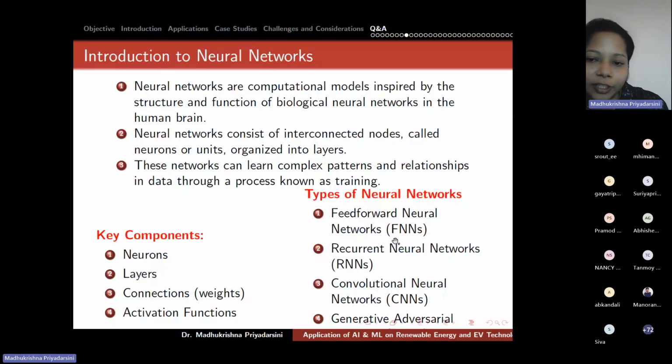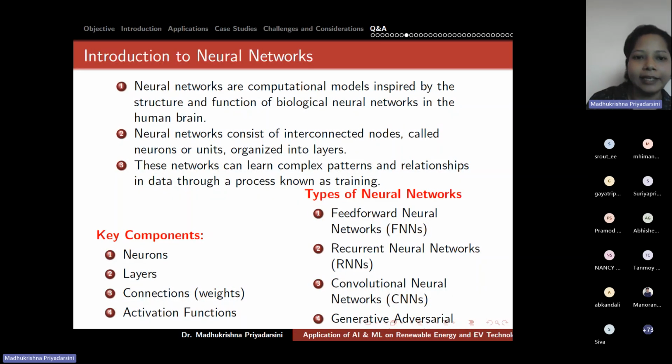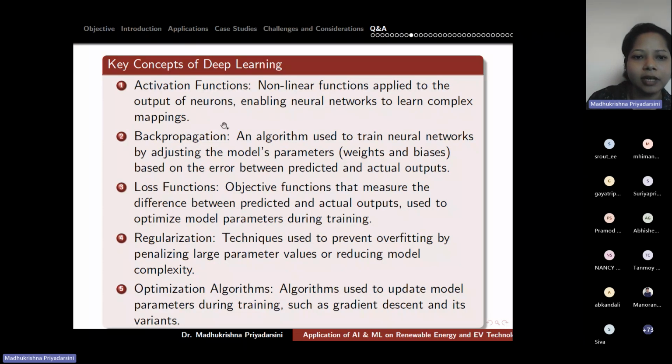And then we have multiple types of neural networks. The application field of each neural network is different, like feed forward, recurrent neural network, convolutional, generative adversarial, and another one, the autoencoder. So these are the different kinds of neural networks, and these are the features.